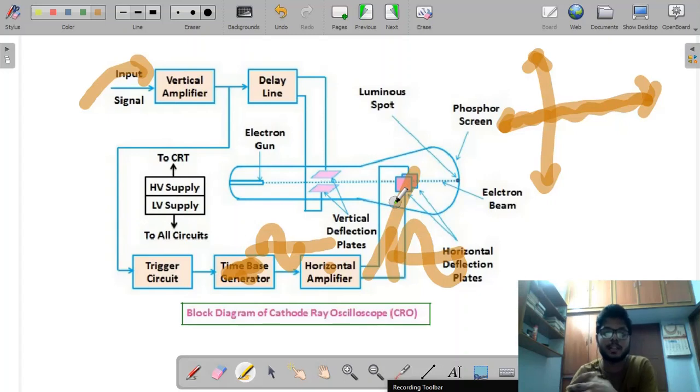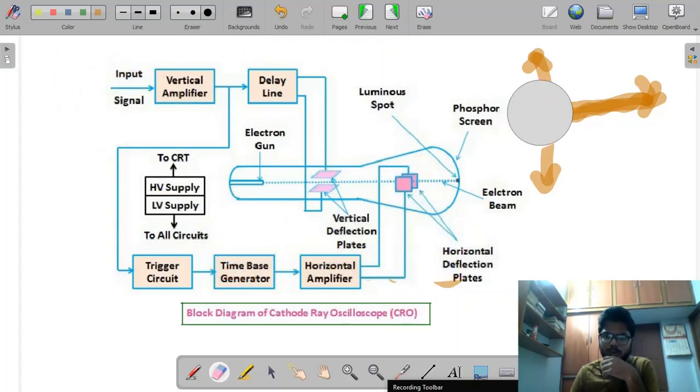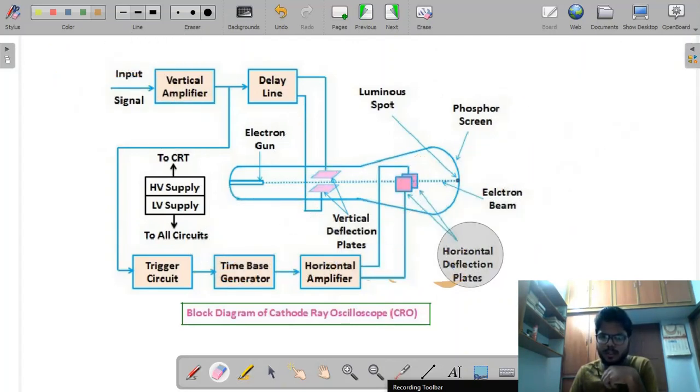So when these are given to the deflection plate system, the deflection plates will move such that we will get the complete x-axis. Hope you understand up to here, and we are having the last part.